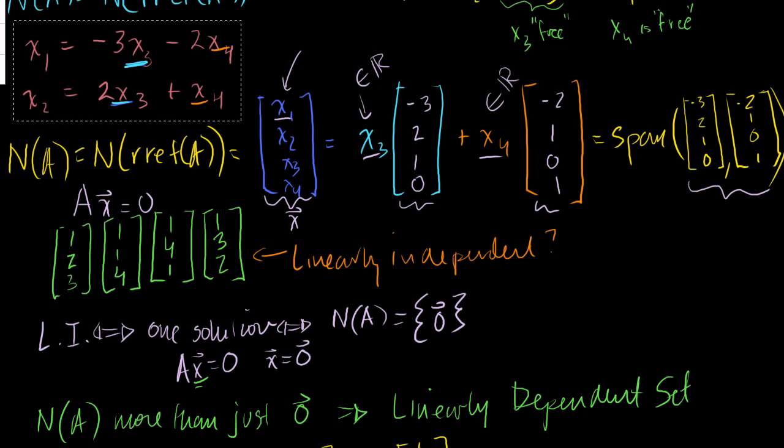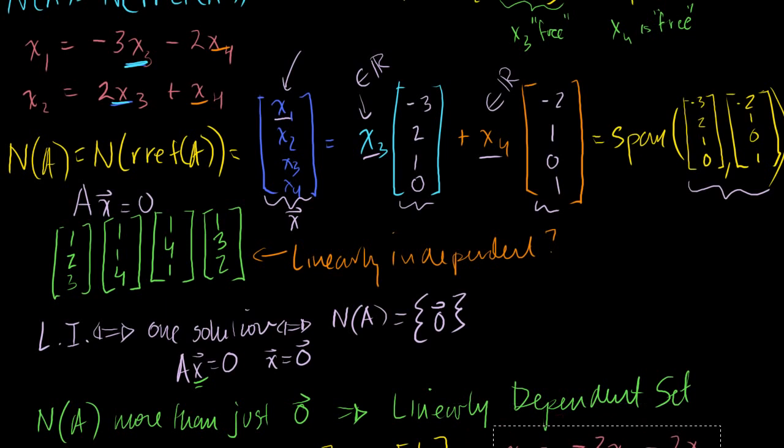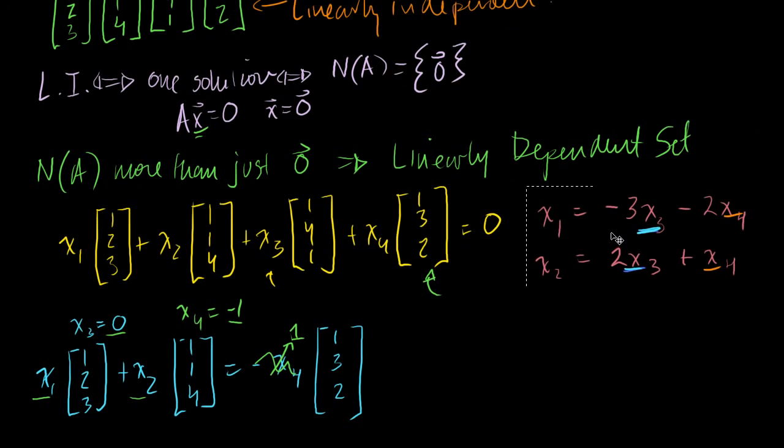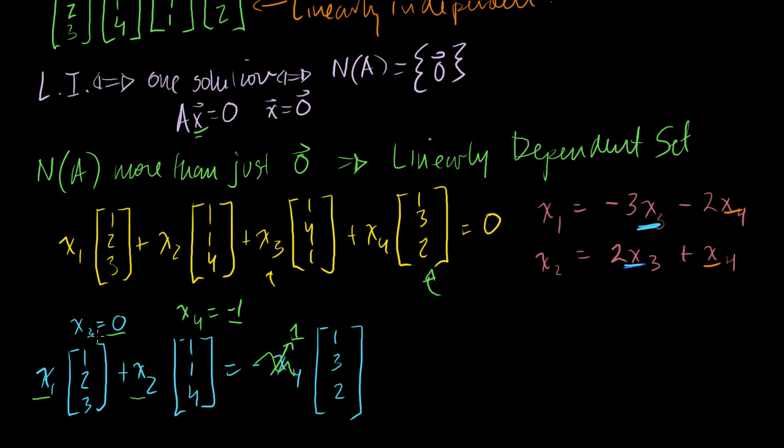Edit, copy, edit, paste. There you go. Okay, let me scroll down a little bit. This is what we got when we figured out our null space right there. Remember, these are the free variables. If I set x3 equal to 0 and x4 is equal to minus 1, what is x1? Then x1 is equal to minus 3 times x3, that's just 0, minus 2 times x4. If x4 is minus 1, minus 2 times minus 1, x1 will equal 2. And then x2 is equal to 2 times x3, which is 0, plus x4. So it's equal to minus 1.